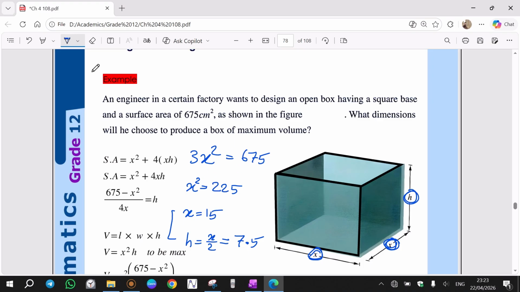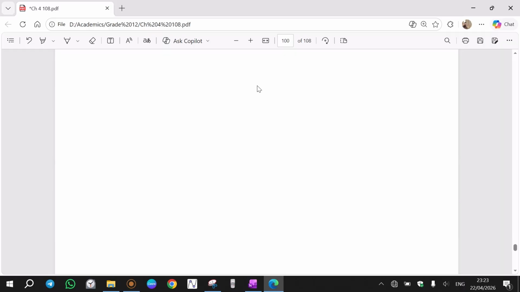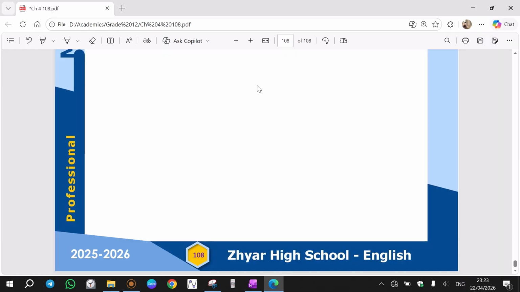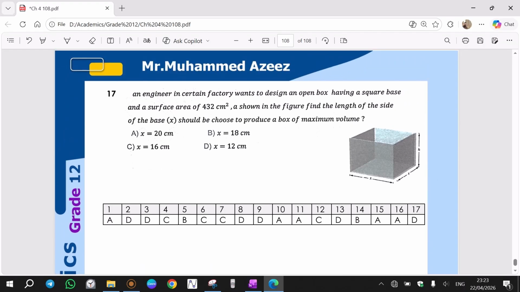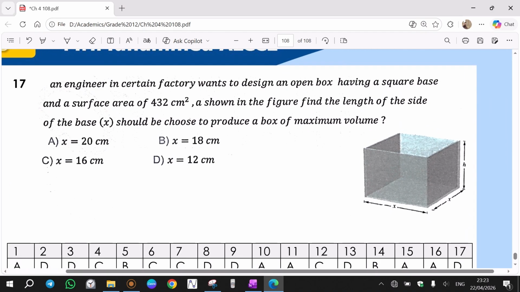Now go to the last page of chapter 4. There is this question, the Wazari form of it. Let's do it. Last page, there is the question. Same question, even the diagram is given, but the surface area is different, which is okay. And they ask for x. The question says find x. Okay, what was the key?